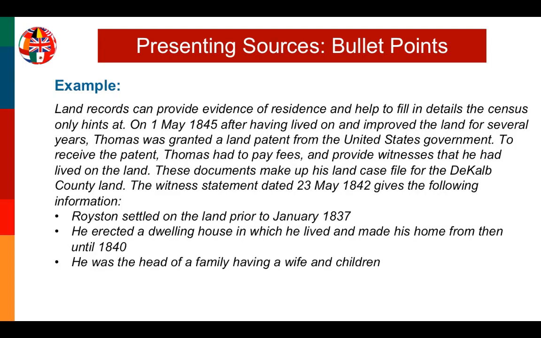This next example is a section of a proof about the identity of Thomas Beverly Royston. The writer first gives a rationale as to why the land records were searched, and then gives a simple overview of the land grant process. Bullet points are used to summarize the information found in the case file in a clear and concise manner.